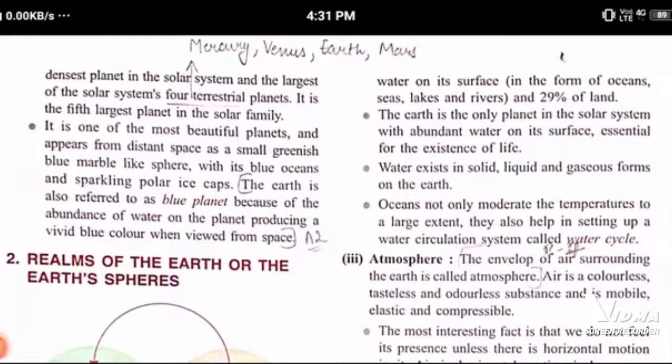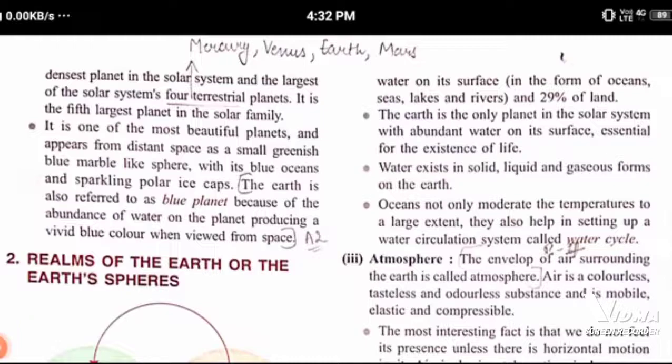So what we were discussing is that the Earth is the only planet in the solar system with abundant water on its surface, essential for the existence of life.